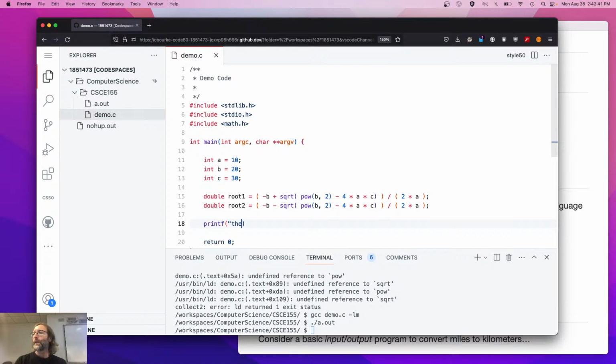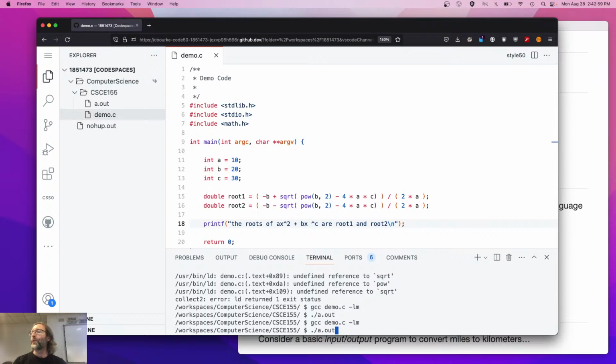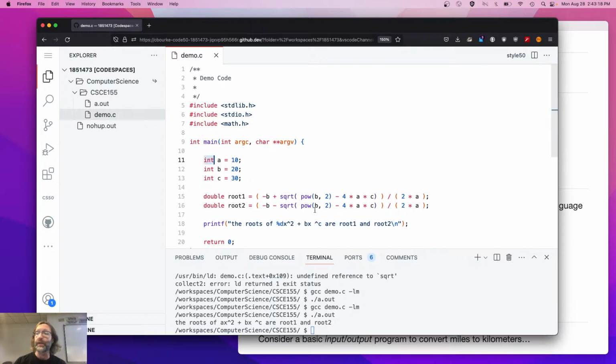printf. The roots of ax squared plus bx plus c are root 1 and root 2. Right. There we go. And I will end the line to make it a little bit prettier. There we go. Now, is that actually going to output anything? Well, it's going to output this message that I just wrote. Is it actually giving me those numbers? No. I didn't put any placeholders in here. So let me go ahead and put in a placeholder for a here. %d or %f? %d, because for now, I've got integers here.